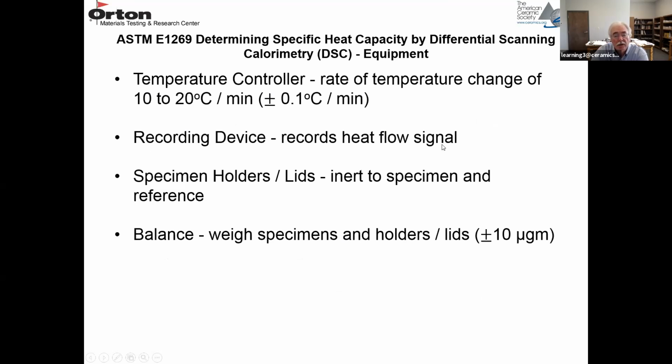Recording device to record the heat flow. The specimen holders and lids, which I just showed you, have to be inert to the specimen and reference. And for the most part, we're using platinum. If we have a material like a carbide or a carbon that reacts with platinum, we'll use an alumina sample holder and lid so it won't react with it. And you have to weigh the sample accurately, so you need an analytical balance.